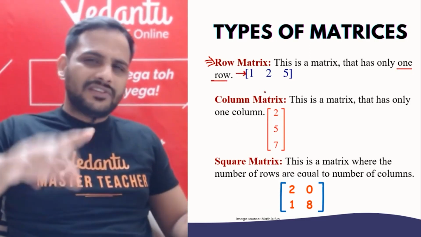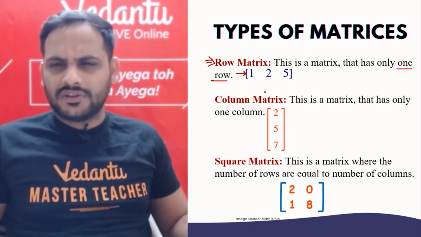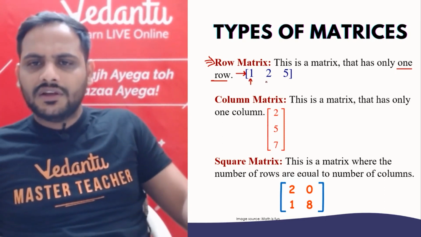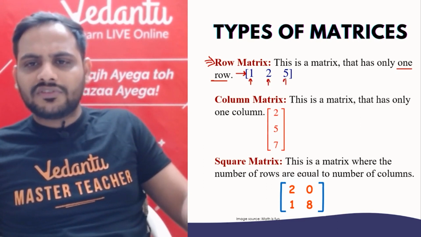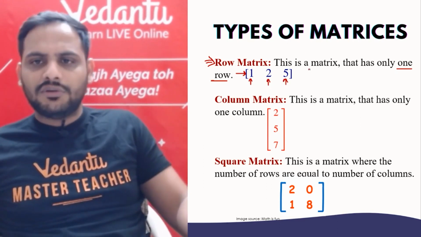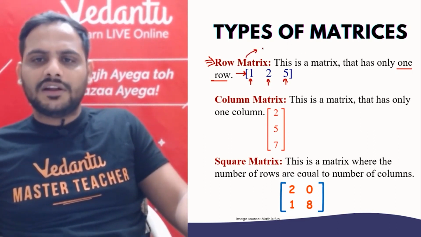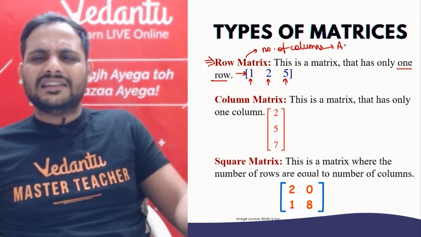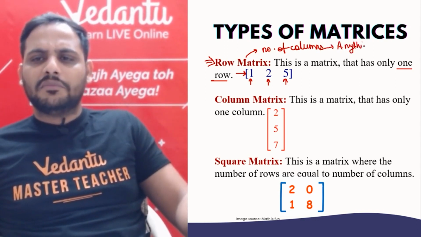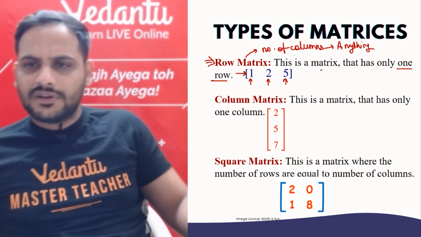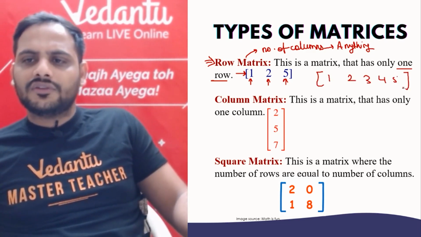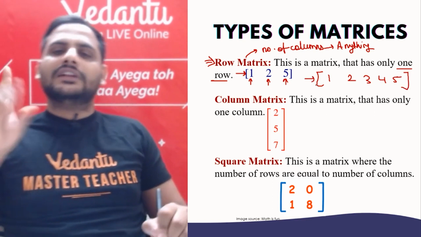Now, if you'll ask me, sir, what about the number of columns? How many columns we have? 3. So is it necessary that number of columns has to be 3 only? No. Number of columns can be anything. In a row matrix, number of columns can be anything. The bigger the matrix, that many columns will be there. Suppose I can write it as 1, 2, 3, 4, 5. So 5 columns we have, but 1 row.